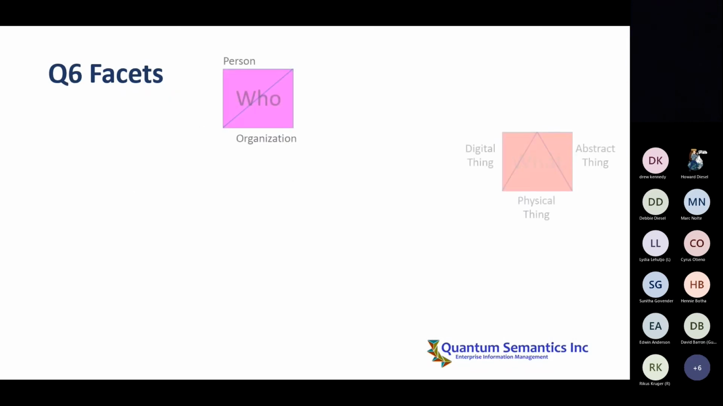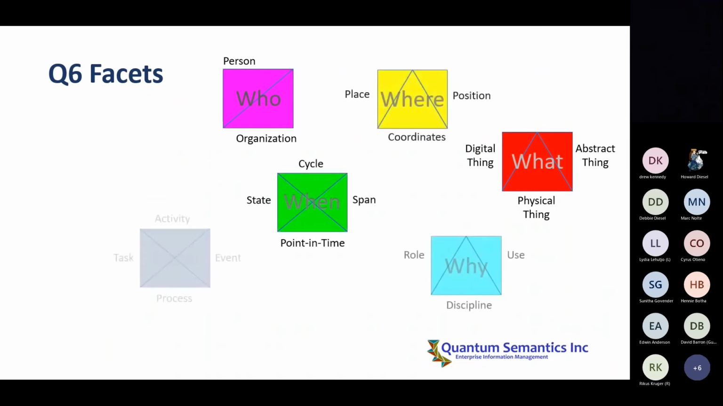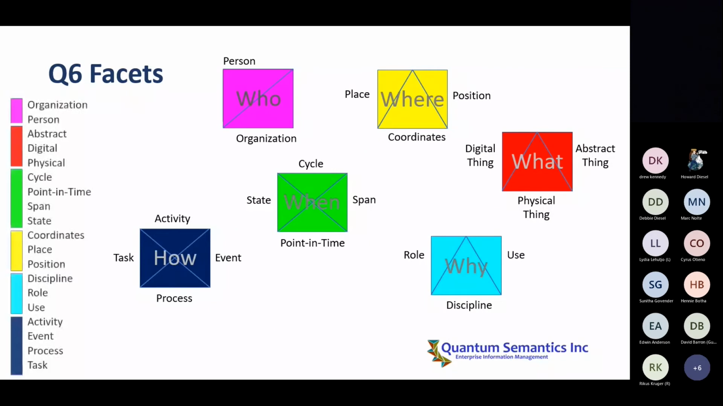So here are the Q6 facets: the who, what, when, where, why, and how. Hence the name Q6, the 6 questions that business people want answers to. Around each square, you can see subfacets, I guess you could call them, which are also mutually exclusive and exhaustive. So for example, the who facet has a subfacet of person and a subfacet of organization. They're entirely separate. The where facet is similar. Place, position, and coordinates are mutually exclusive and exhaustive, et cetera, et cetera.